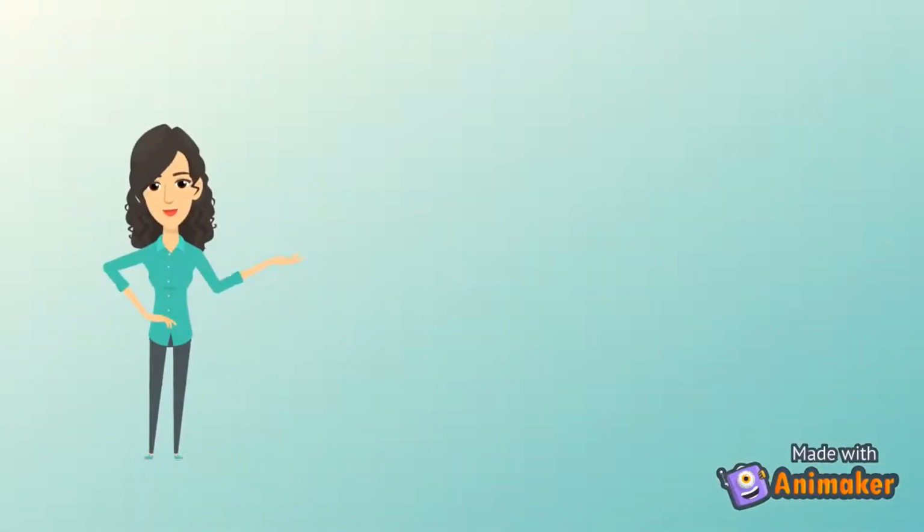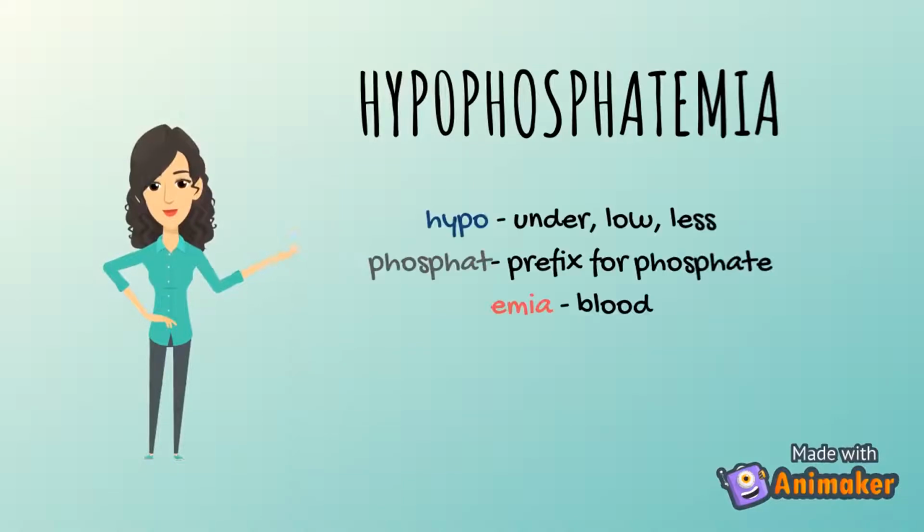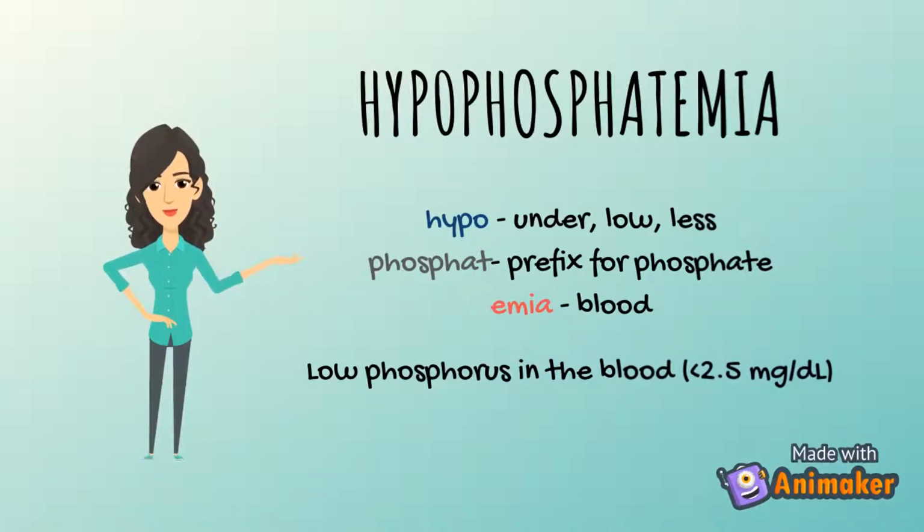What is hypophosphatemia? Hypo meaning under, low or less. Phosphat, a prefix for phosphate, and emia meaning blood. Therefore, it is termed as low phosphorus level in the blood or less than 2.5 milligrams per deciliter.